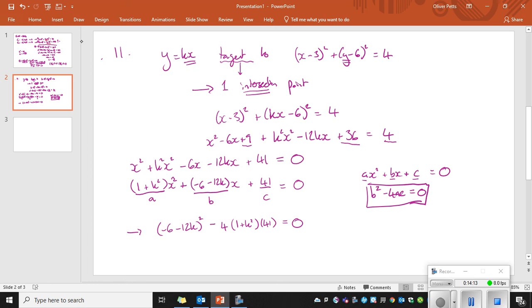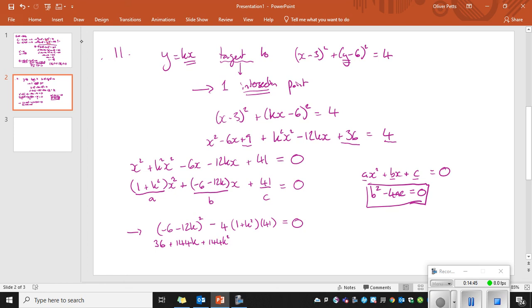because I want just one intersection point, just one solution from this quadratic. Okay, now I need to tidy all of this up. So now let's expand and tidy up what we have. So I'm going to have positive 36. 6 times 12 is 72, but I've got two lots of that, so 144. So positive 144k. And then I'm also going to get a positive 144k squared.